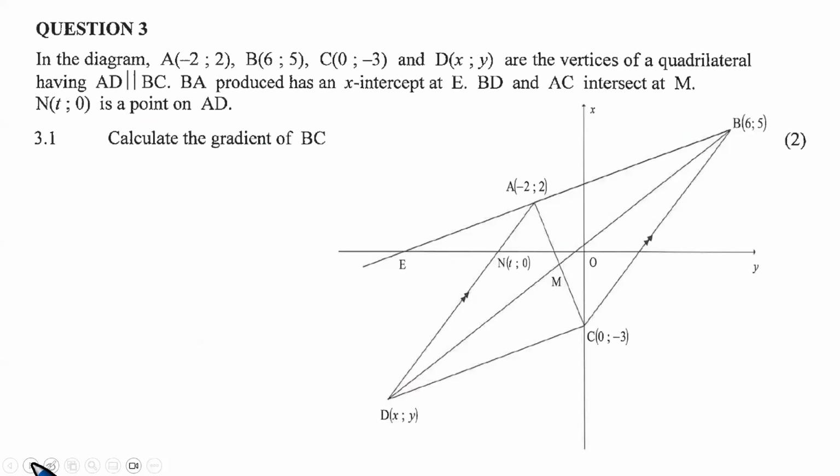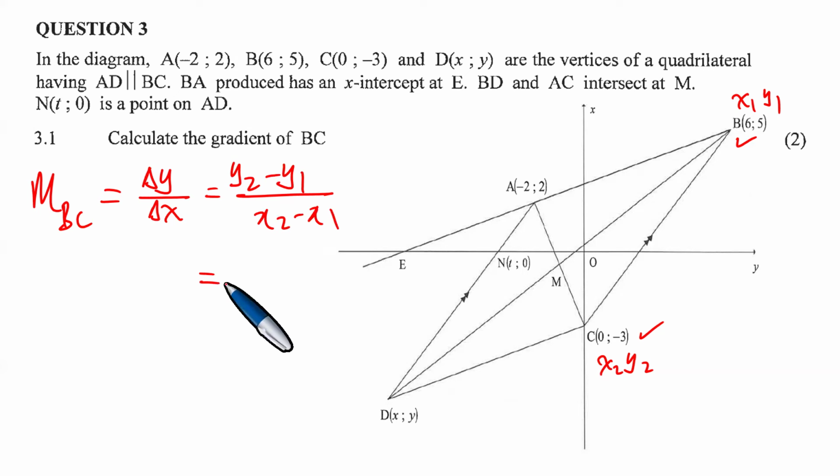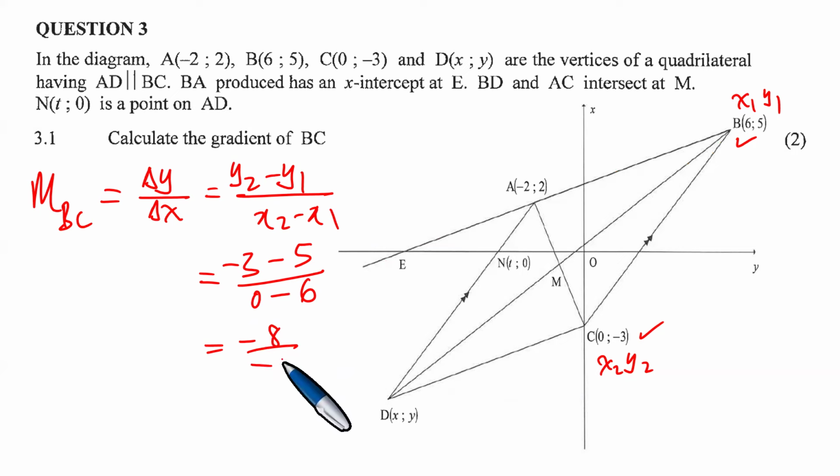Let's find this one. Determine the gradient of BC. If we have B and C, how do you find the gradient of BC? B is (x1, y1) and C is (x2, y2). The gradient is the change in y over the change in x, which is y2 minus y1 over x2 minus x1. What is y2? It is -3 minus y1. What is y1? It is 5, divided by, what is x2? It is 0 minus x1, which is 6. What is -3 minus 5? -8 over -6. What is -8 over -6? 4/3.